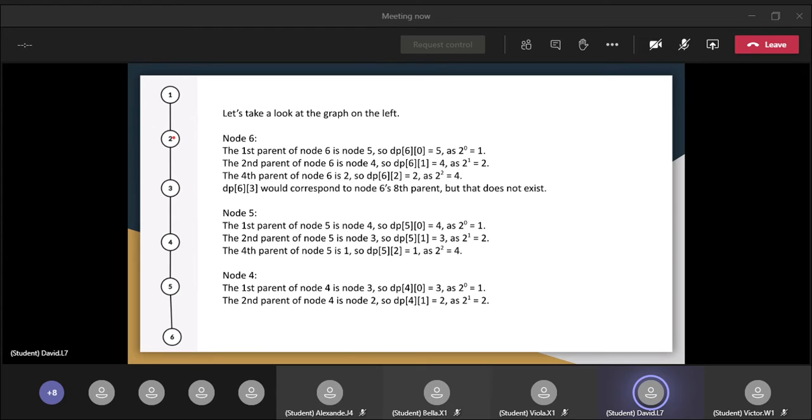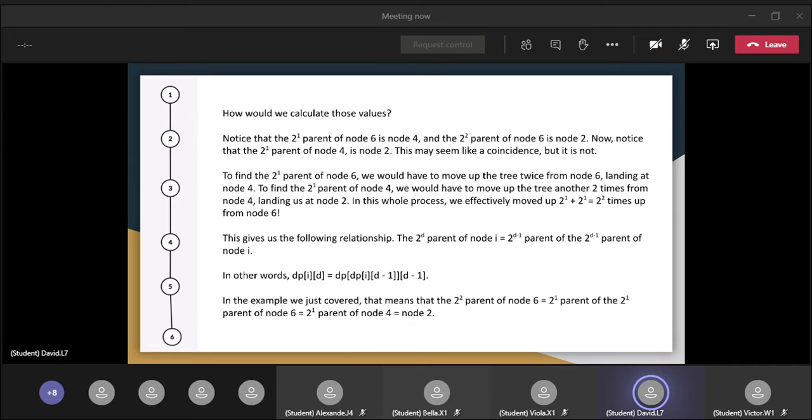So does anyone have any questions on this part, like what the DP stores? Okay, cool. So how do we calculate these values, right? Because we're going to need to find a quick way to find the DP values.